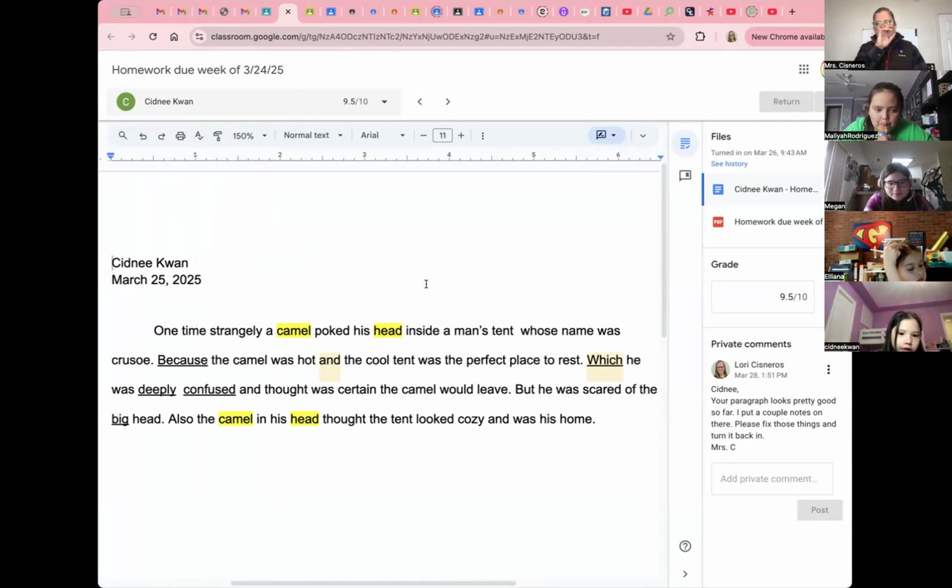One time, strangely, a camel poked his head inside a man's tent, whose name was Crusoe, because the camel was hot and the tent was the perfect place to rest, which he was deeply confused and thought was certain the camel would leave, but he was scared of the big head. Also, the camel in his head thought the tent looked cozy and was his home.